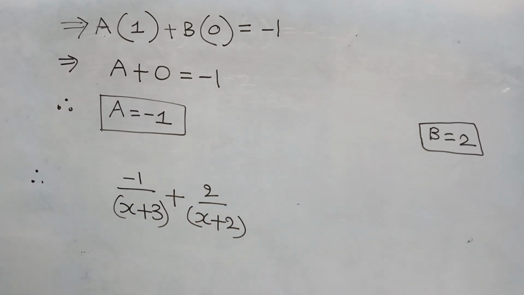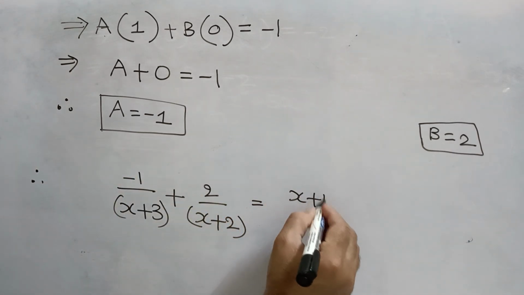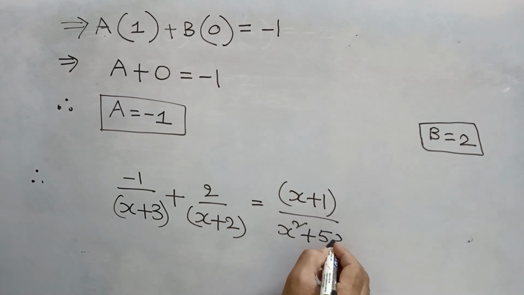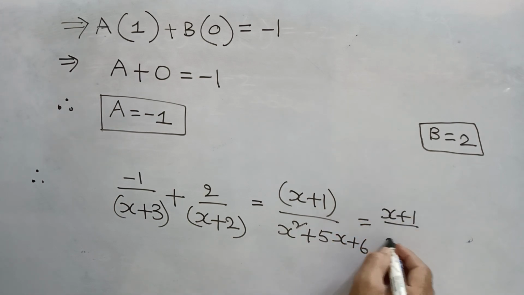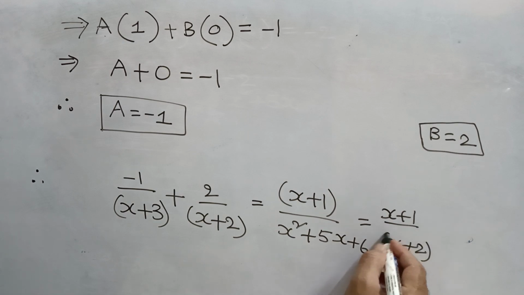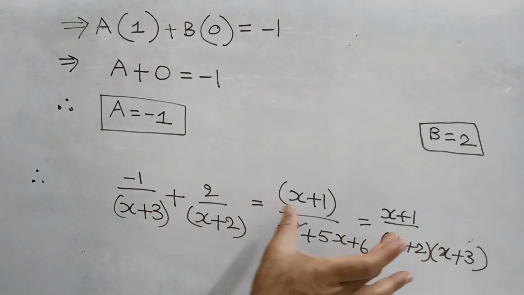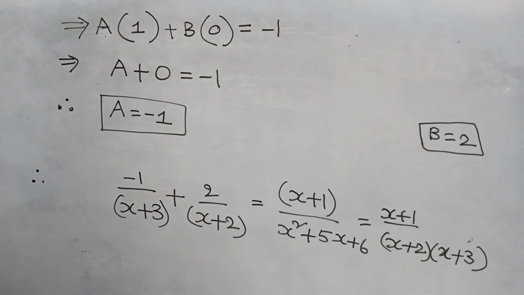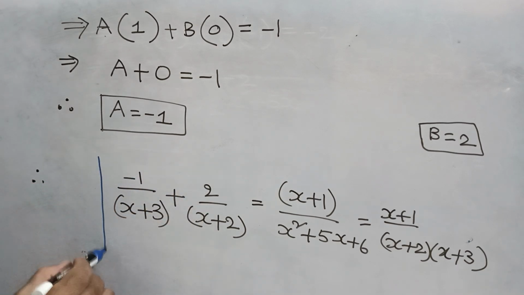That is equal to x plus 1 by x square plus 5x plus 6, or even you can write like this, x plus 1 by x plus 2 into x plus 3. Nothing wrong in that. You can write this part on the left side or this part on the right side. Nothing wrong in that. So this is the A value, this is the B value. That is your answer.